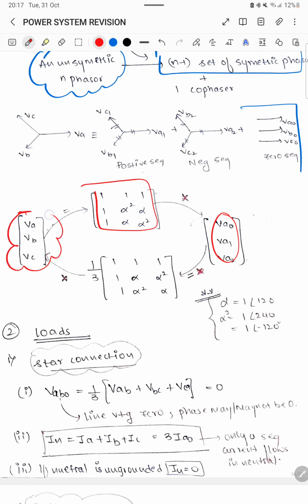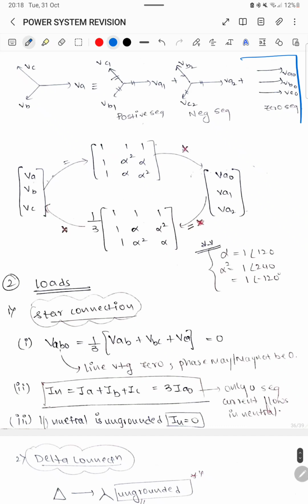So if we have the sequences and want VABC, we use the other matrix, just switching these two rows. Let me put it in words. VABC equals matrix 1 1 1, 1 alpha square alpha, 1 alpha alpha square times VA0, VA1, VA2, and VA0, VA1, VA2 equals 1 by 3 times matrix 1 1 1, 1 alpha alpha square, 1 alpha square alpha times VA, VB, VC.